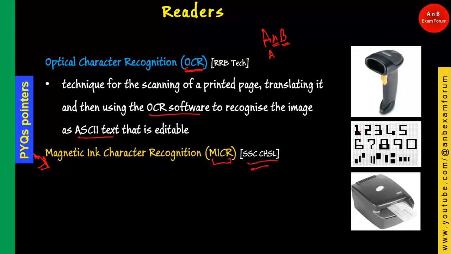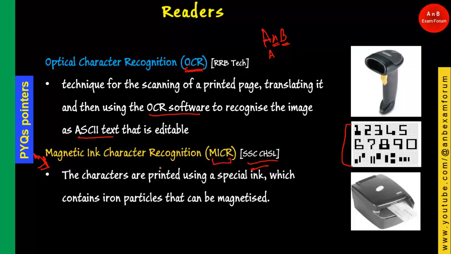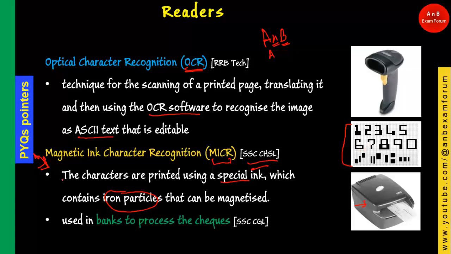And if you have seen the checks, these checkbooks have these kinds of numbers. These characters, whatever you see in the checkbook, have a special ink which contains iron particles. With the help of this machine they get magnetized and the numbers are identified. This is generally used to process the checks at the banks.